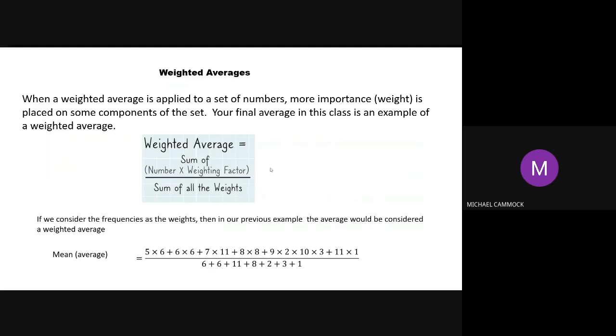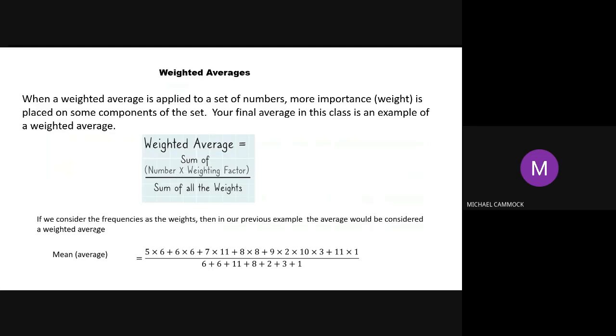Here's a formula for a weighted average. It is the sum of, when you take the number, so let's say you got some number on a test, times the weighting factor. And I will go over weighting factors in a minute. And then you're going to divide all of that by the sum of all of the weights. So this is the general formula that we're going to use to find a weighted average.